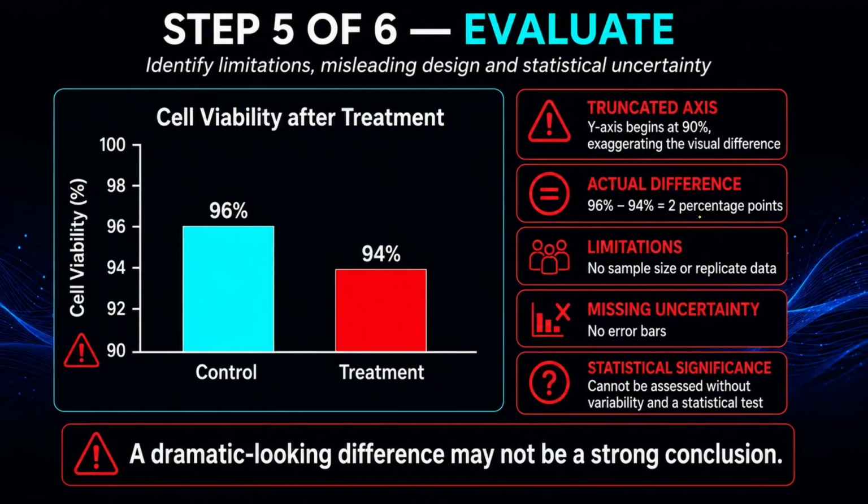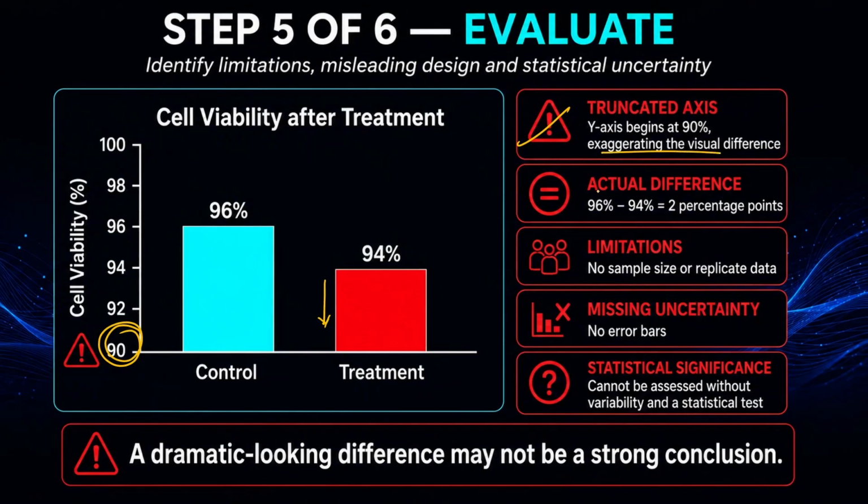Now let's move to the fifth step, evaluate. Even if a graph looks convincing, don't accept it immediately. First, evaluate whether the graph presents the data fairly and whether the conclusion is actually supported. Look at this graph carefully. At first glance, it appears that the treatment has caused a huge reduction in cell viability. But if you look closely, you will notice that the y-axis starts at 90% instead of 0%. This is called a truncated axis, and it exaggerates the visual differences.